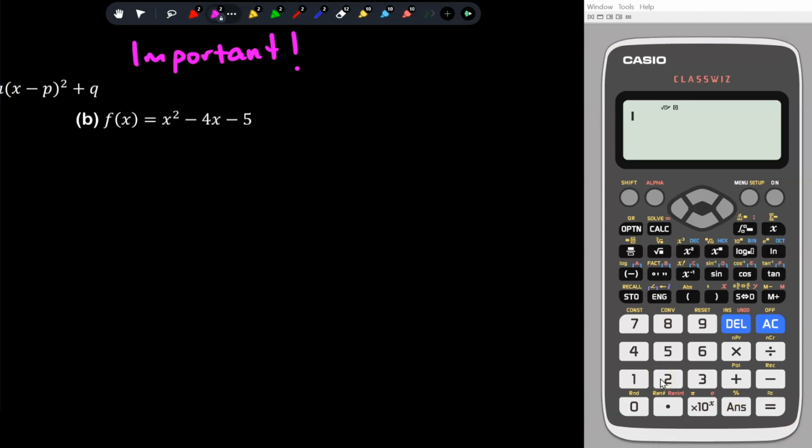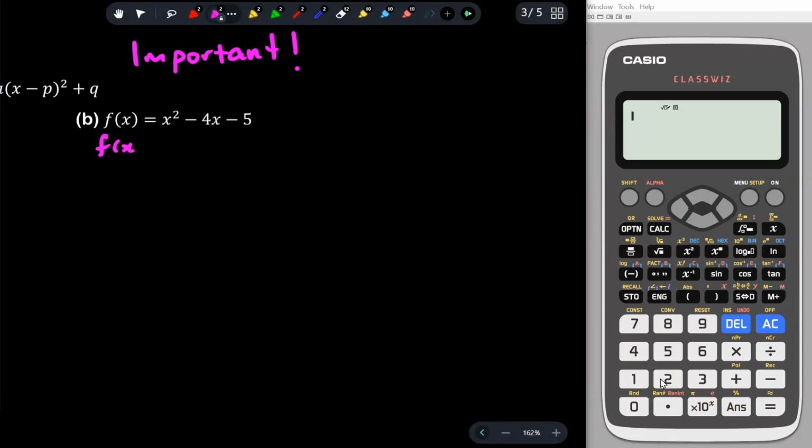Okay, let's look at this one. f(x) equals x squared minus 4x minus 5. I'm going to write back the same question. f(x) equals x squared minus 4x minus 5. Okay, so here our a is 1, so we don't have to put any square bracket.